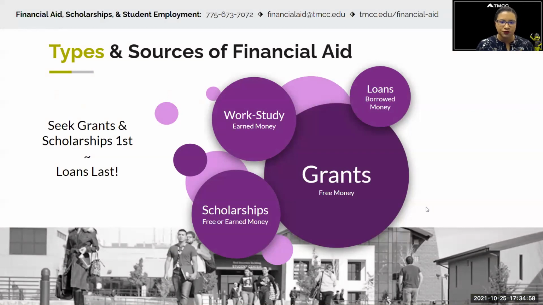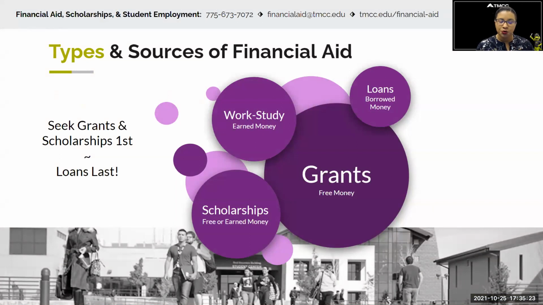So the types of financial aid overall are grants, scholarships, work study, and loans. Grants are the most prominent type of financial aid that students usually want to apply for because it's just free money. It's money that you don't have to earn and you don't have to pay it back.